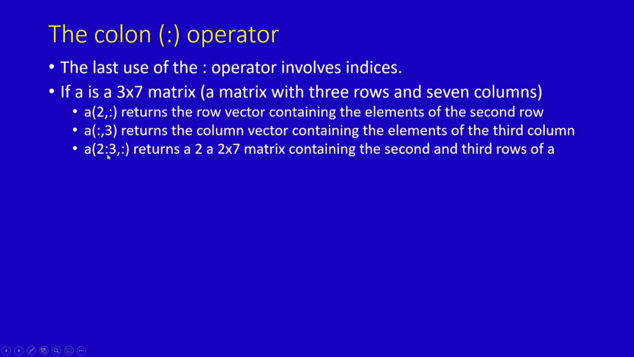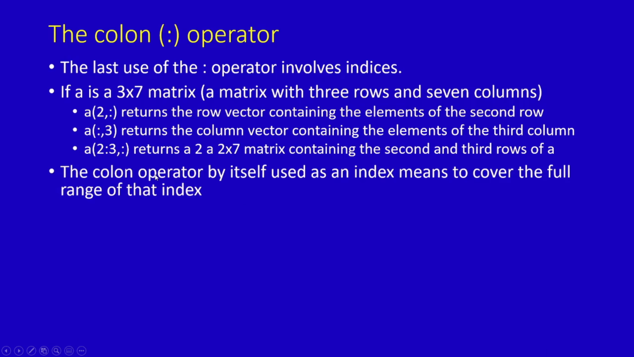Now here's something that returns A(2:3,:), because there are two elements here and 7 elements here. So it creates a 2 by 7 matrix containing the second and third rows of A. So the colon operator by itself is an index that means to cover the full range of that particular index.